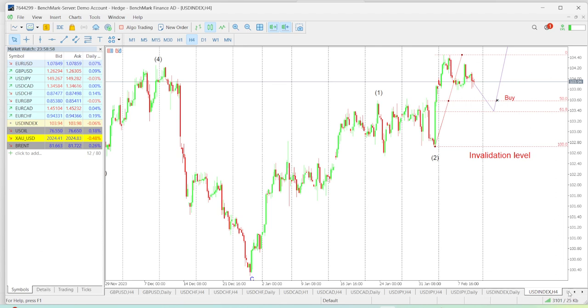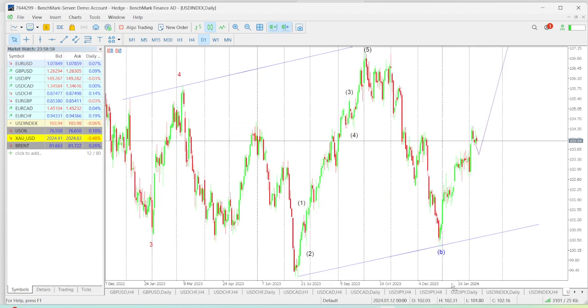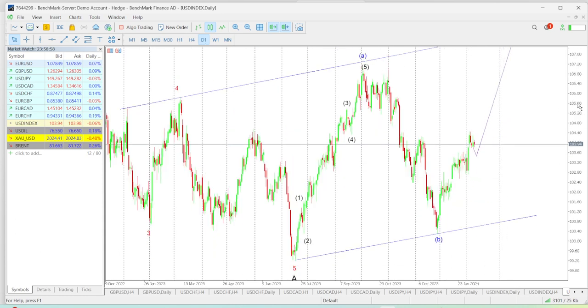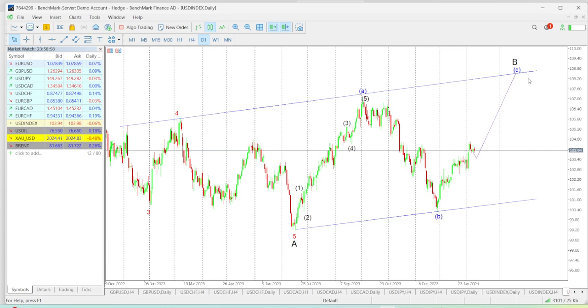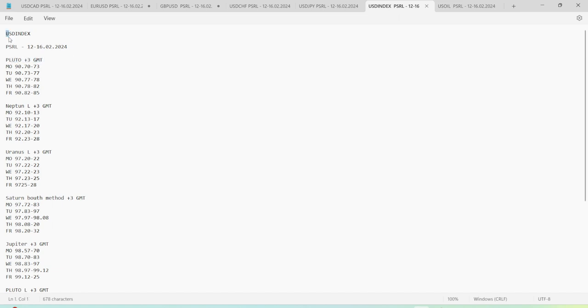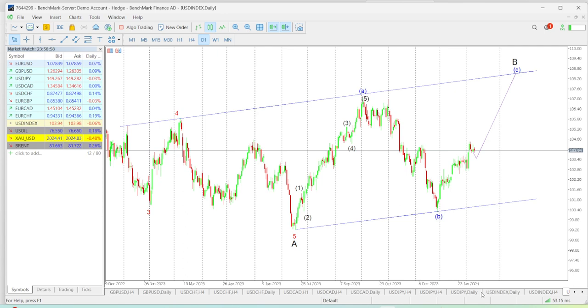Okay, in terms of daily time frame, we have some kind of channel here, and the price should continue going up for wave B. The levels for the next week are this one and this one.